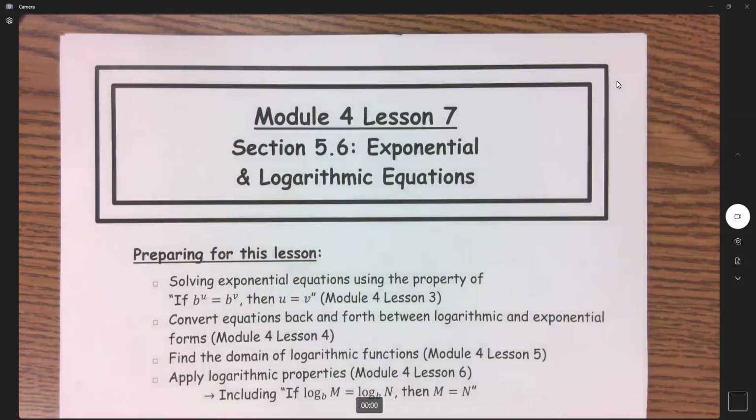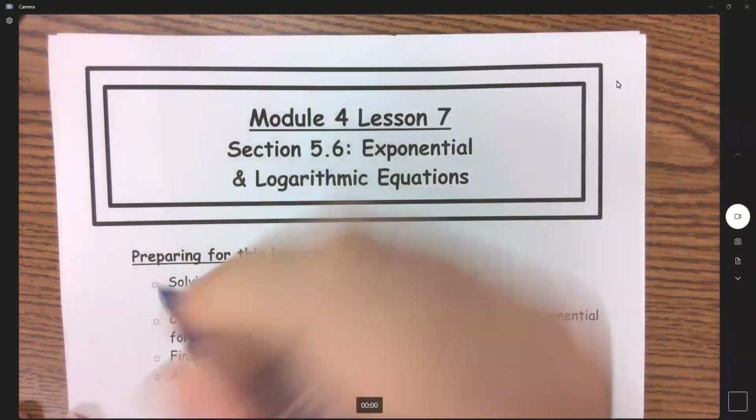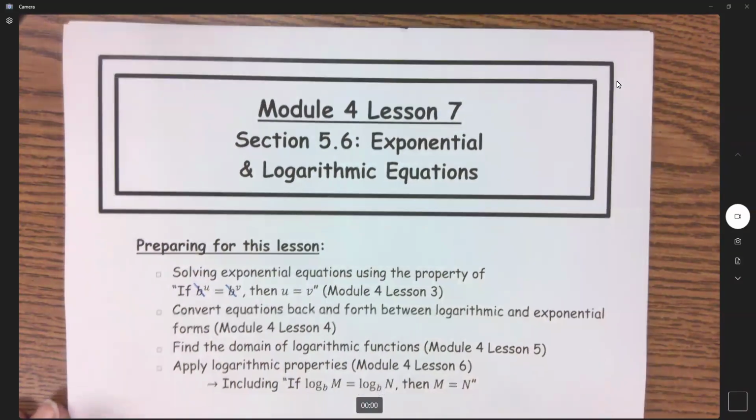To prepare for this lesson, you need to be able to solve exponent equations using the property: if b to the u equals b to the v, then u equals v. So what they're saying is if these bases of the exponential are the same, we can cross them out and set the exponents equal to each other.